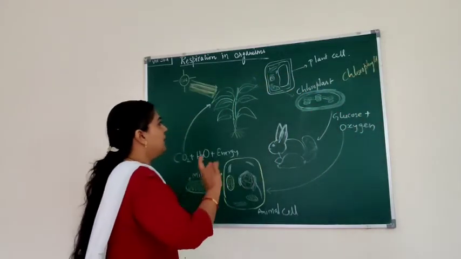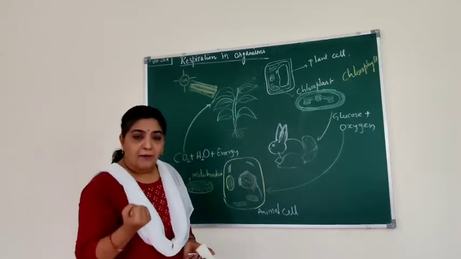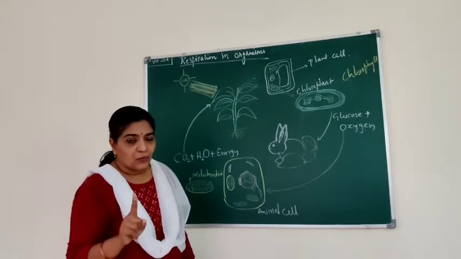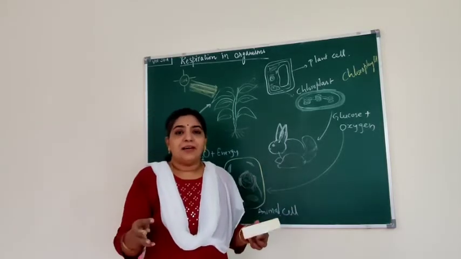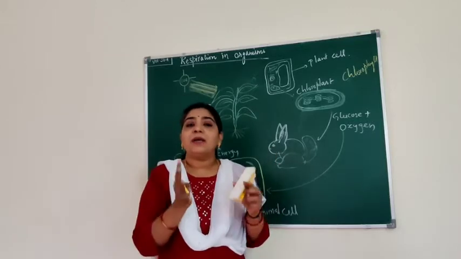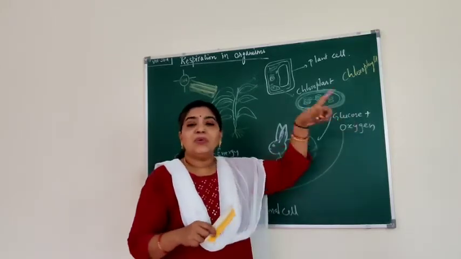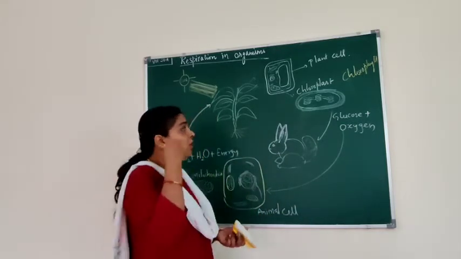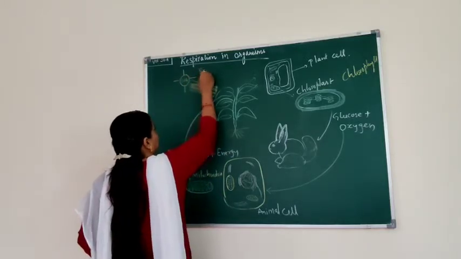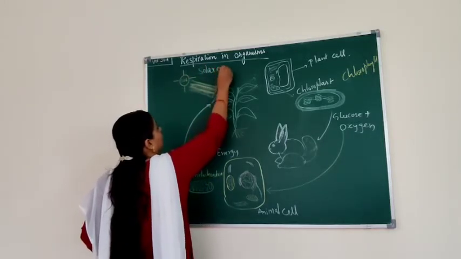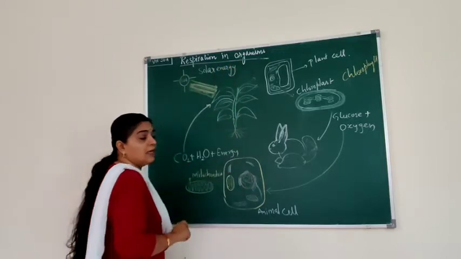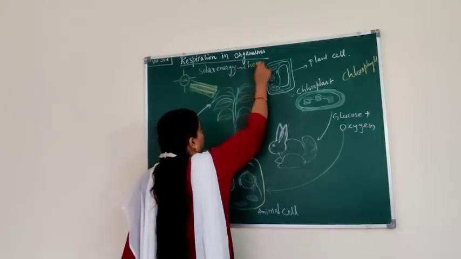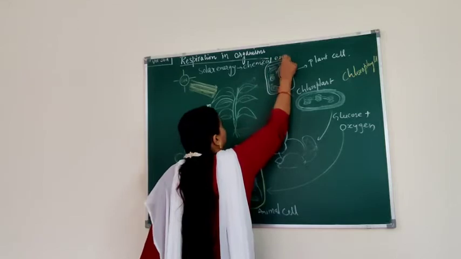So the sun's energy, that is solar energy, is absorbed by the chlorophyll pigment present in the chloroplast. Then the carbon dioxide and water it has taken will be combined, forming glucose and oxygen. This process we call photosynthesis. You can remember photosynthesis as converting solar energy into chemical energy.